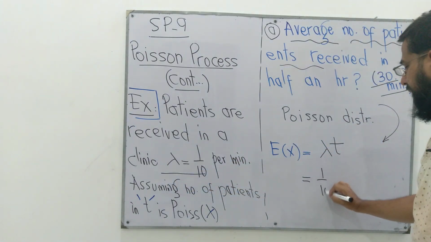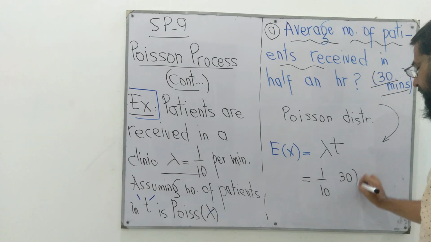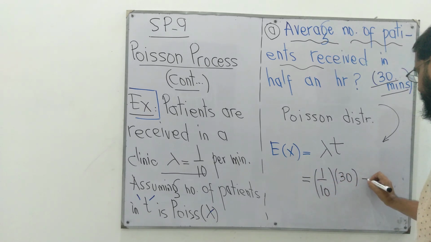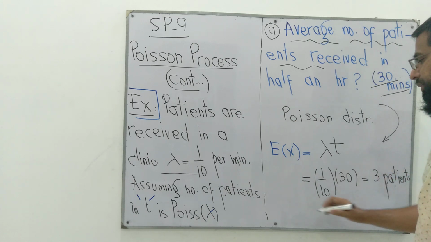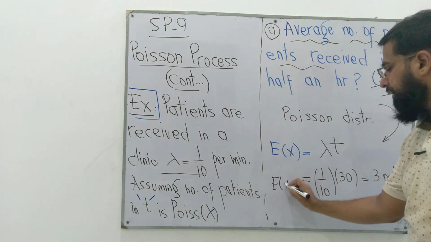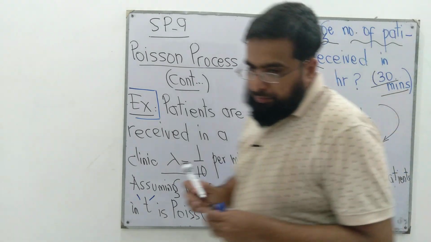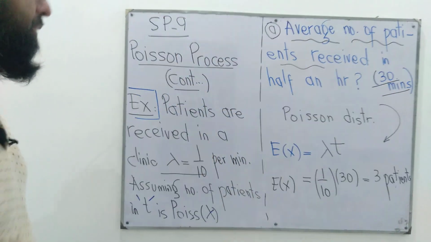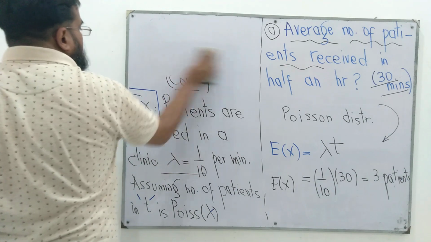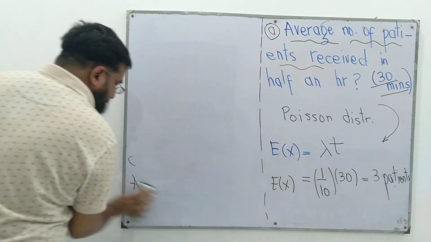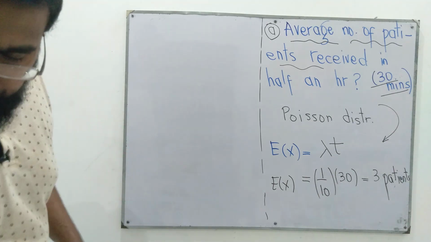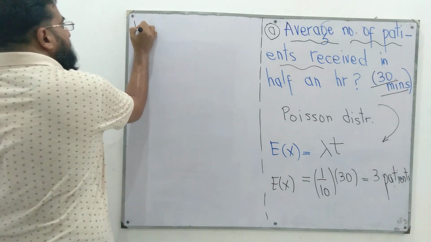So 1/10 times 30 gives us 3 patients. So the answer is that the expected number of patients received in 30 minutes, half an hour, is 3. So lambda remains the same and we move to part B.